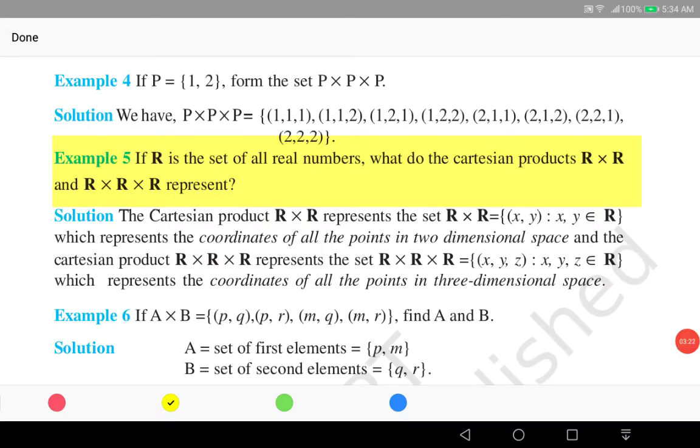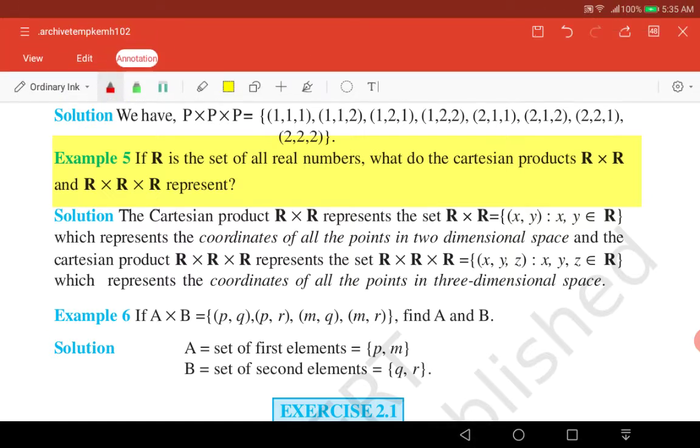Now see example 5. If R is a set of all real numbers, what do the Cartesian products R into R and R cross R cross R represent? Okay, if R is a set of real numbers, then R cross R will be definitely coordinates of all the points in two-dimensional space. And R into R into R represents the coordinates of all points in three-dimensional space. Okay, so I think this is clear for you all.